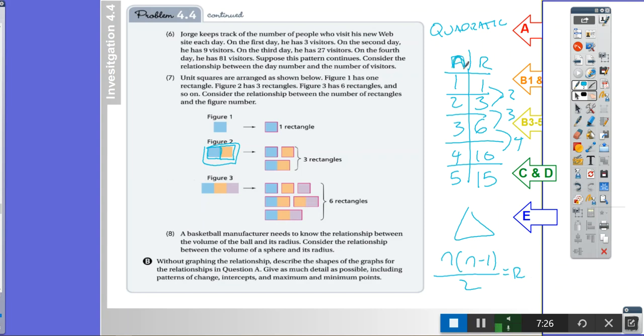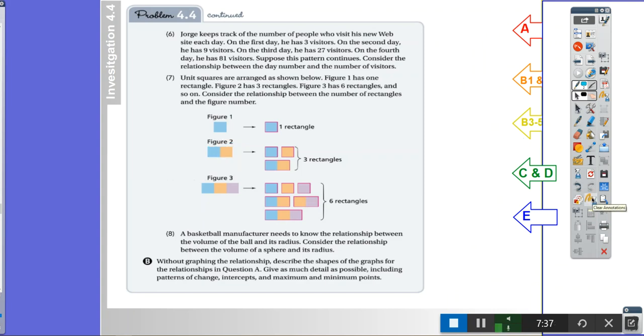All right. Finally, a basketball manufacturer needs to know the relationship between the volume of the ball and its radius. Consider the relationship between the volume of the sphere and the radius. So we know the volume of a sphere is 4/3 pi r cubed. Cubed.